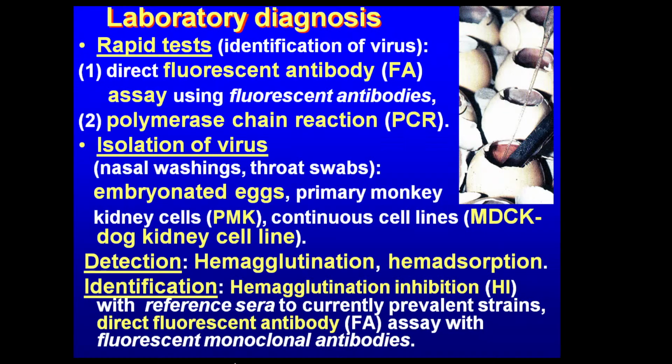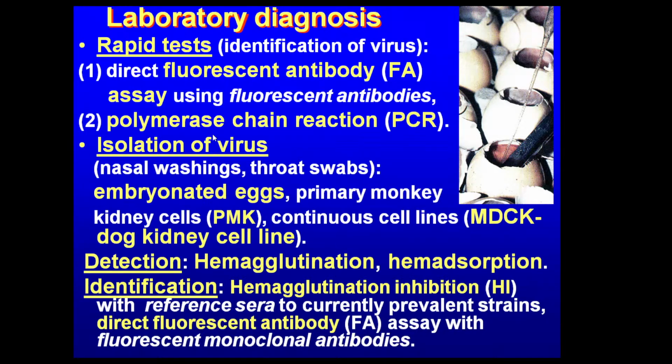Now, what do we have for laboratory diagnosis? First, we have rapid tests that may identify very quickly the influenza viruses. And these are fluorescent antibody tests, polymerase chain reaction, or I would like to add immunochromatography tests. I put it here, but it disappears somewhere. That are the most common. Immunochromatography, this is the most effective rapid test to identify influenza virus.